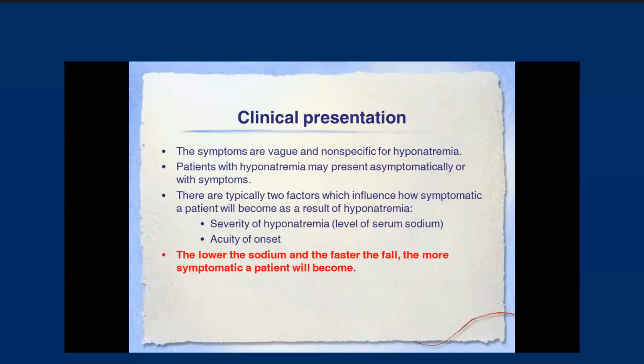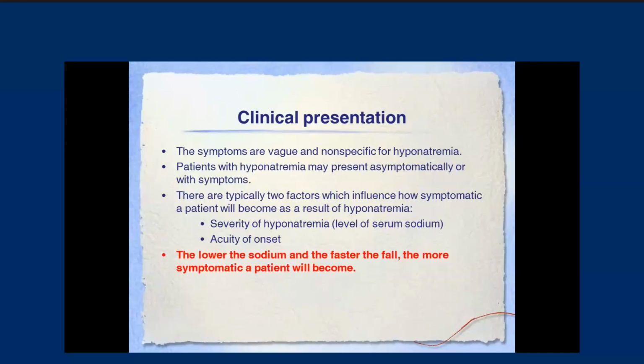So coming to the clinical presentations, the symptoms are vague and non-specific for hyponatremia. There are typically two factors which influence how symptomatic a patient will become as a result of hyponatremia. One is the severity, that means the level of the hyponatremia. Usually patients become symptomatic when the sodium level becomes less than 120.